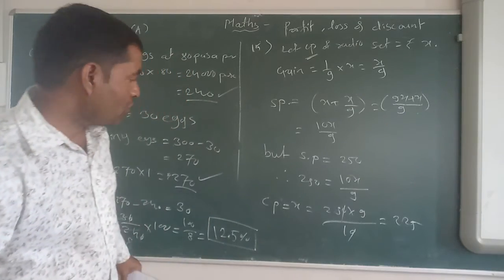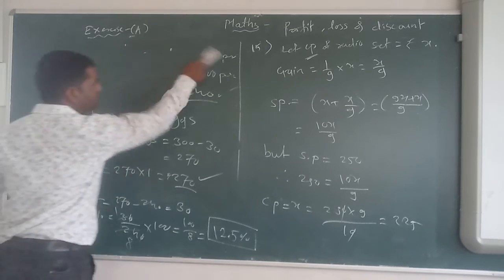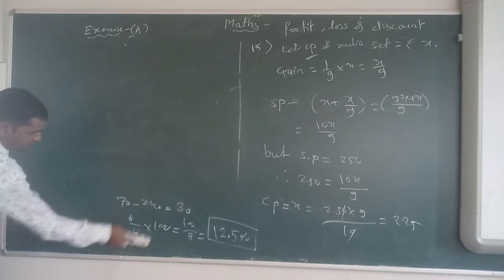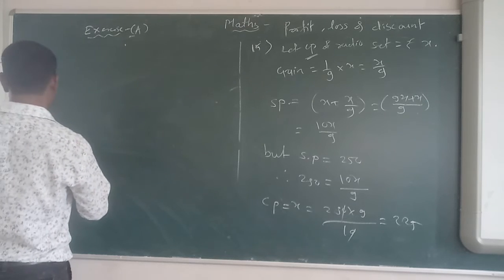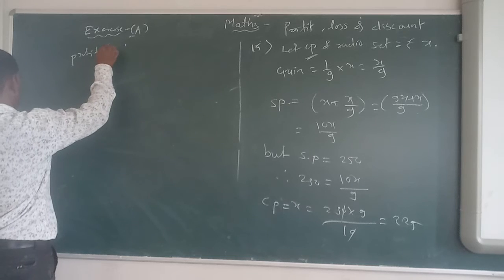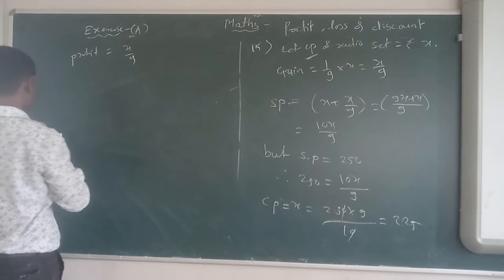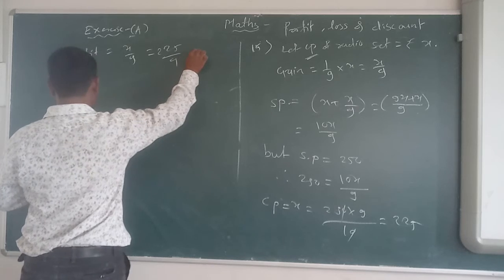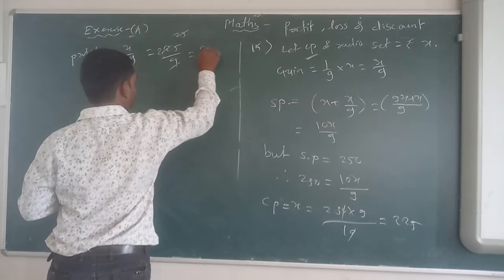Now we have to find the profit percent. The formula is profit upon CP multiplied by 100. Profit is given as x upon 9, so we will find profit first. 225 upon 9 will be 25. So the profit will be 25 rupees.